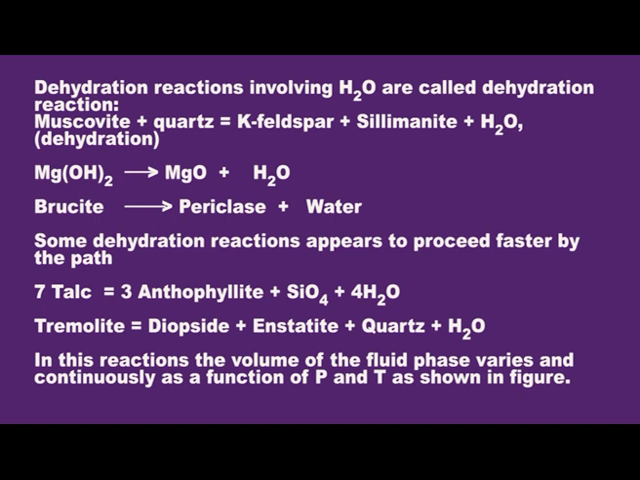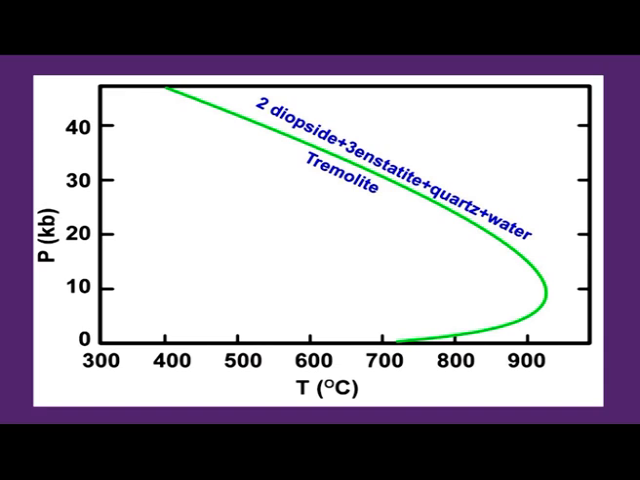Mg(OH)2 give rise to MgO plus H2O: brucite give rise to periclase plus water. Some dehydration reactions appear to proceed faster by the path: talc give rise to anthophyllite plus SiO2 plus H2O. Tremolite give rise to diopside plus enstatite plus quartz plus water. In these reactions, the volume of the fluid phase varies continuously as a function of pressure and temperature, as shown in the figure.